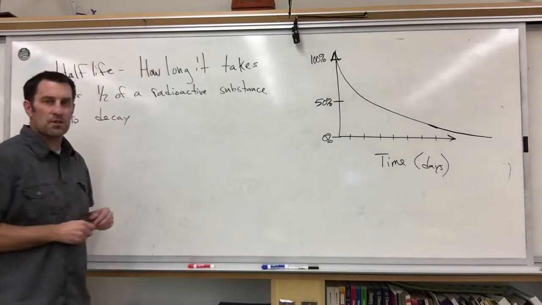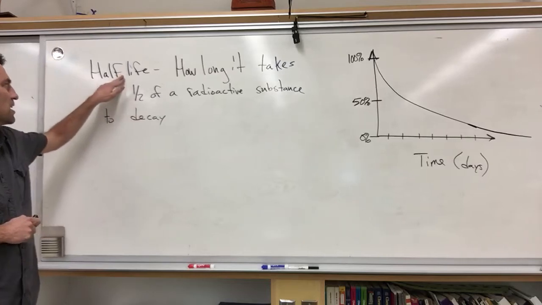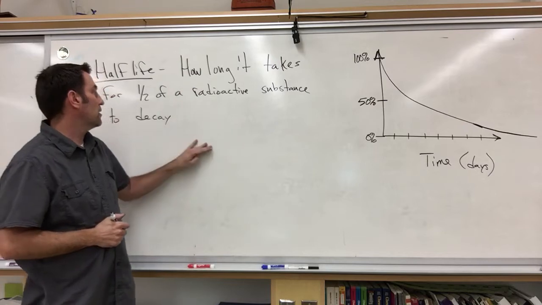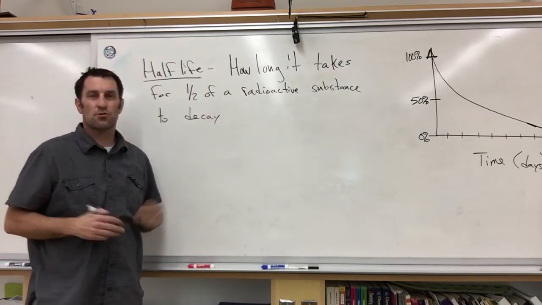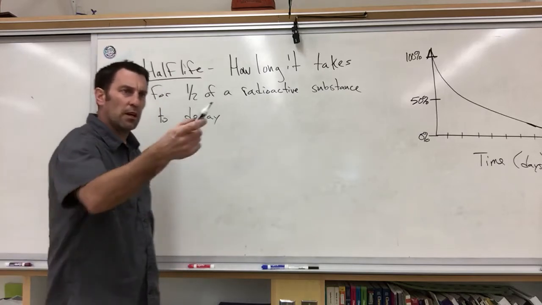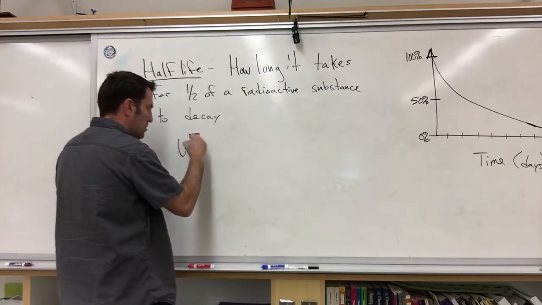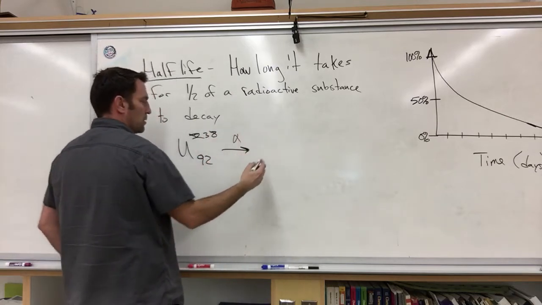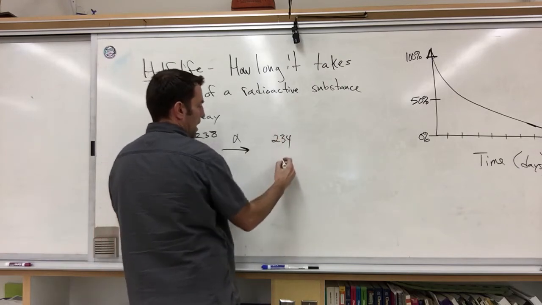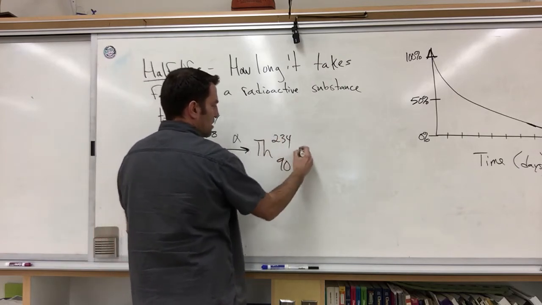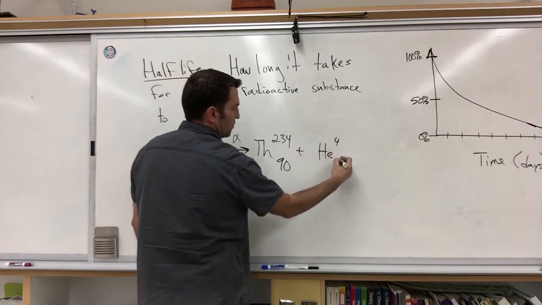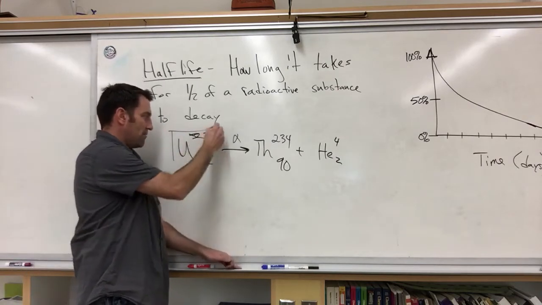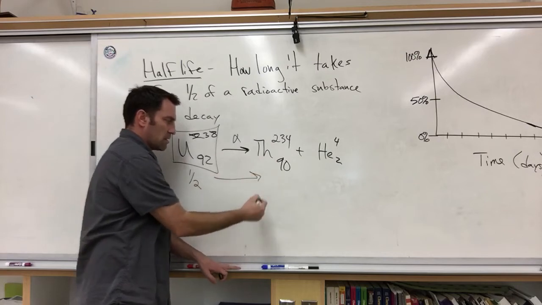All right, the next subject, and this will be the shortest one, I think, we're going to talk about half-life. Half-life, by definition, is how long it takes for half of a radioactive substance to decay. So we had that one video, we had uranium-238, 92. It decayed through alpha decay, if you remember, to thorium-234, 90. And that was Th plus this alpha particle we called He-4-2. Half-life would be how long it took for half of this to turn into that.